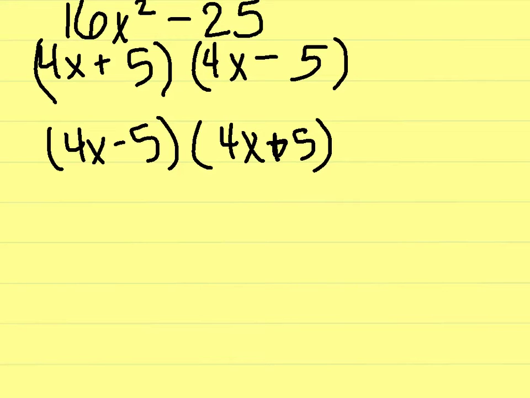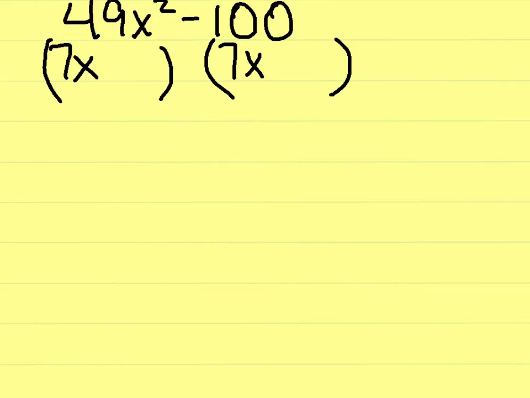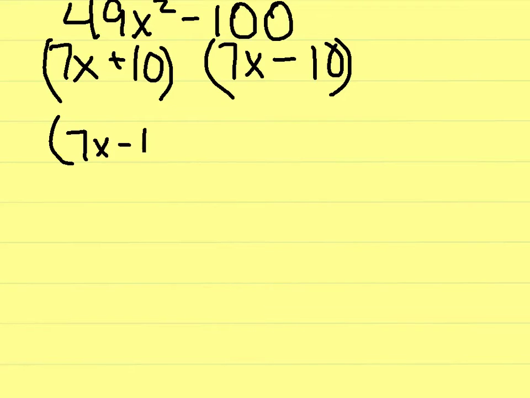So basically, we have 49x squared minus 100. I'll go ahead and put these into two quantities. What's the square root of 49x squared? 7x. Okay, the square root of 100. 10. One's plus, one's minus. You can also have 7x minus 10 and 7x plus 10.